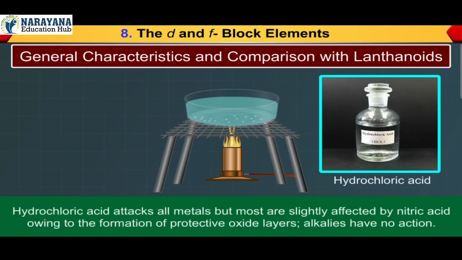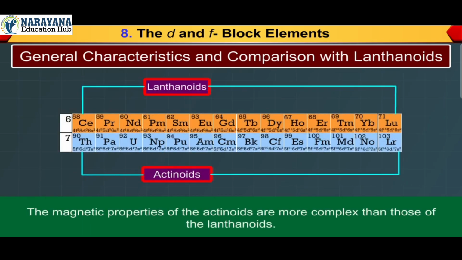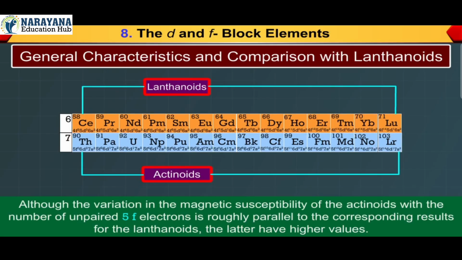Hydrochloric acid attacks all metals, but most are slightly affected by nitric acid, owing to the formation of protective oxide layers. Alkalis have no action. The magnetic properties of the actinoids are more complex than those of the lanthanoids. Although the variation in the magnetic susceptibility of the actinoids with the number of unpaired 5f electrons is roughly parallel to the corresponding results for the lanthanoids, the latter have higher values.